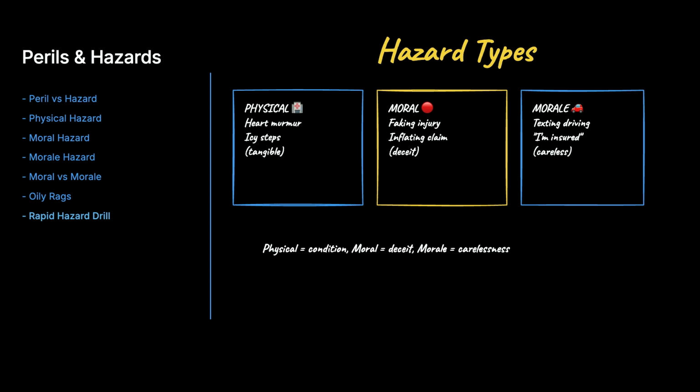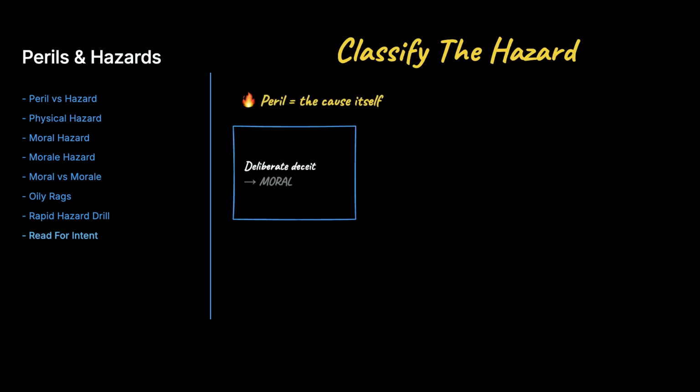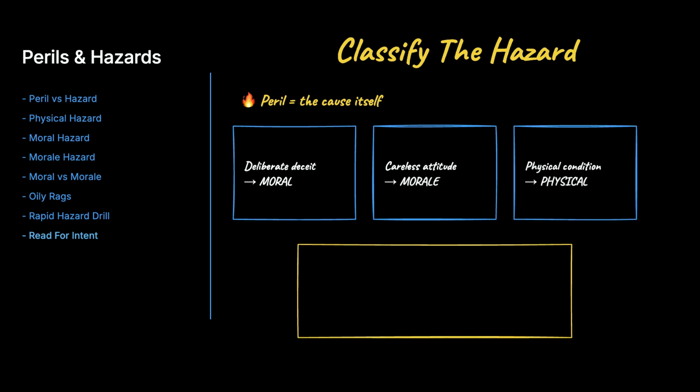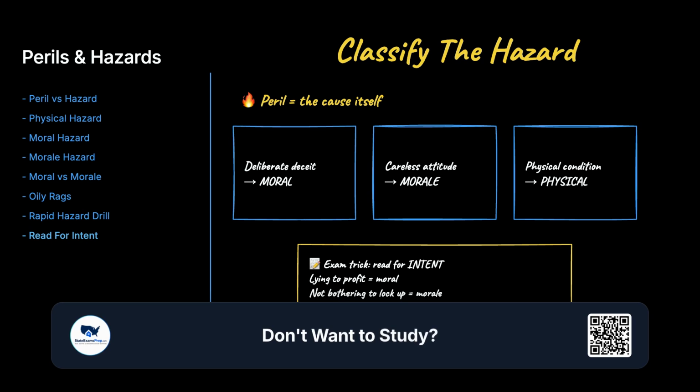Careless attitude is morale. On the exam, this arrives as a short story asking you to classify. They describe a person and wait for you to label the hazard, or hand you a fire and ask whether it is peril or hazard. Read for intent. Deliberate deceit means moral. A careless attitude, morale. A physical condition, physical. And the cause is the peril.